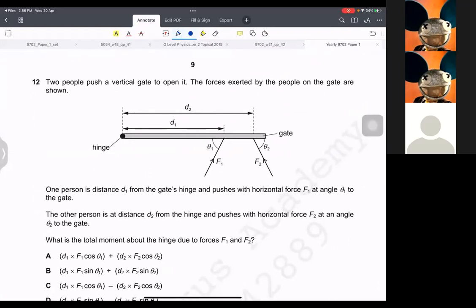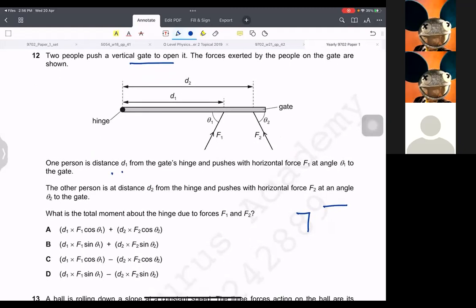Okay, we could do this. Two people push a vertical gate to open. What do you mean by vertical gate? Like this or like this? I don't know. All right, let's see. A person standing at distance d1 pushes, okay, all right. The other person at distance d2, okay, fine. What is the total moment?